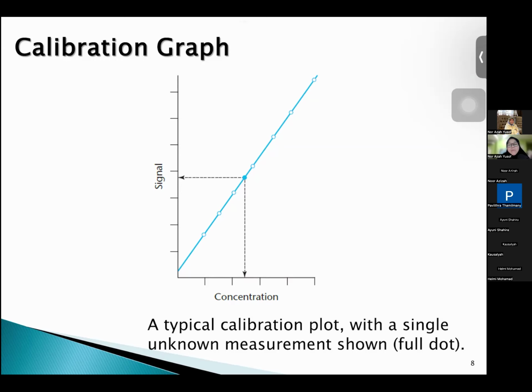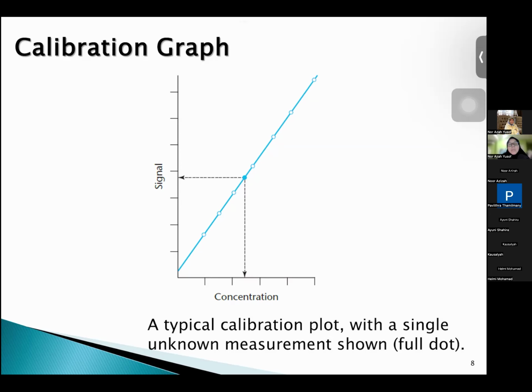But if you are doing a series of measurements and you want to correlate, the word is correlate, the parameters, or you want to see the changes between the parameters, then calibration graph is very important. Whether the relation between the parameters is linear or non-linear.